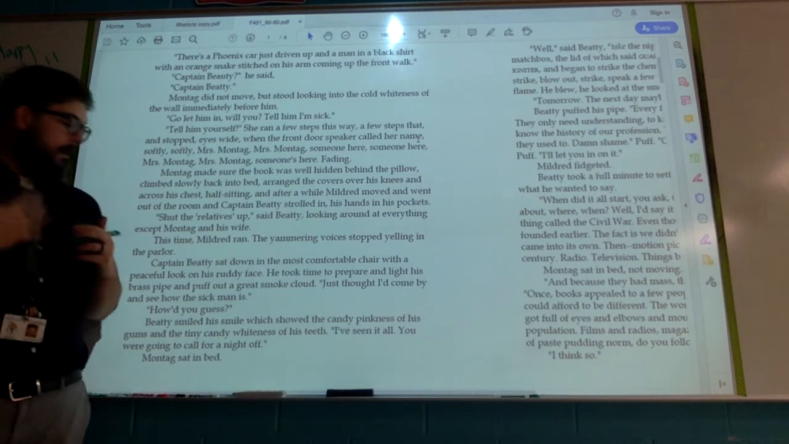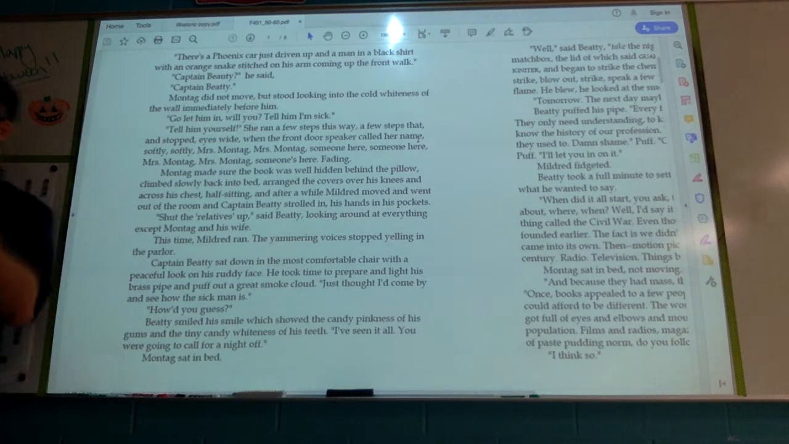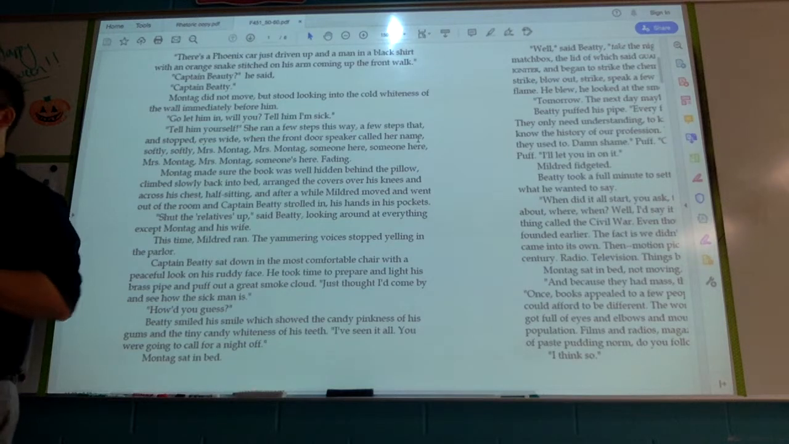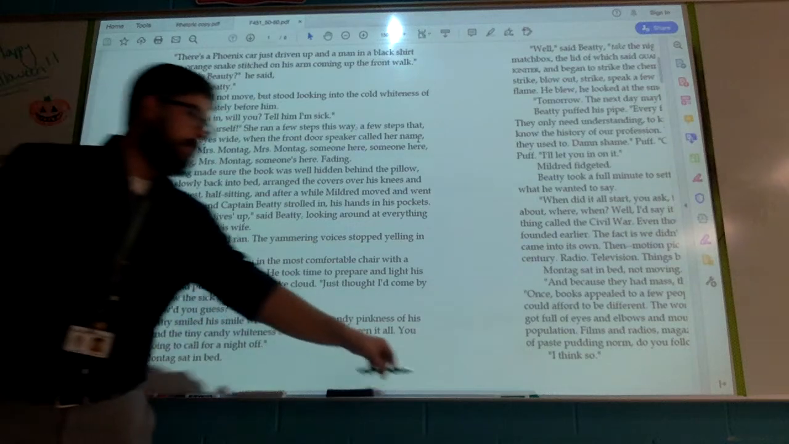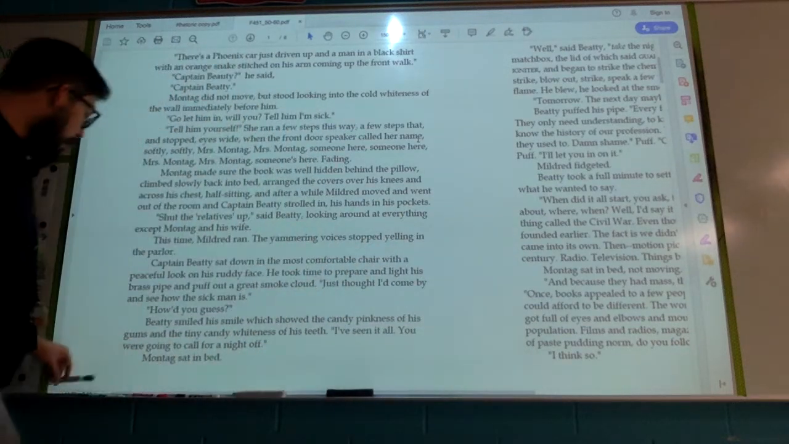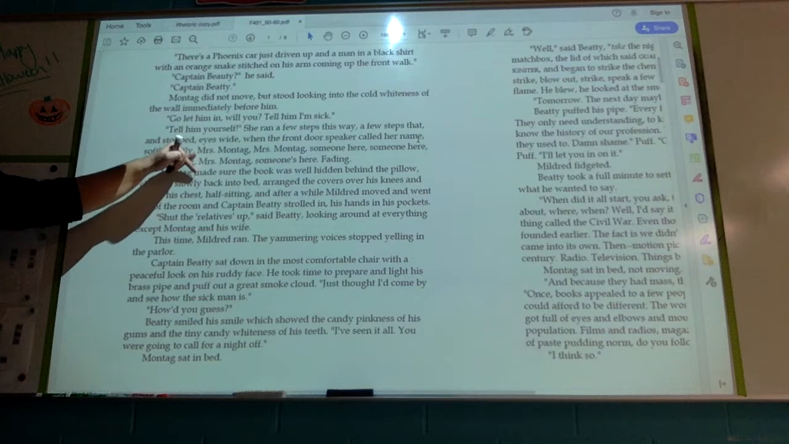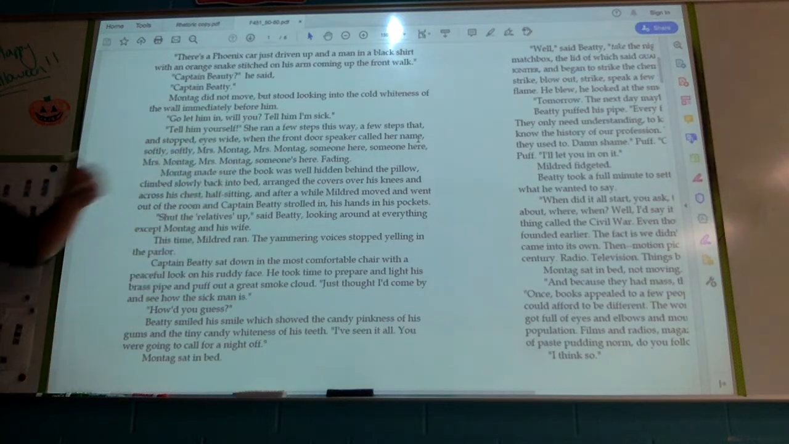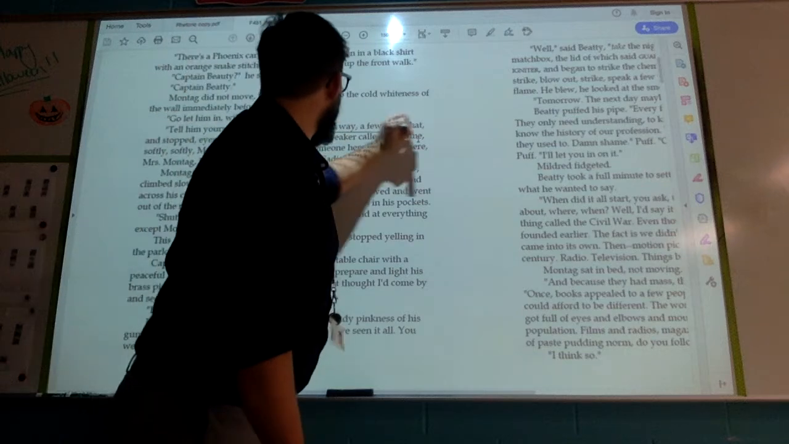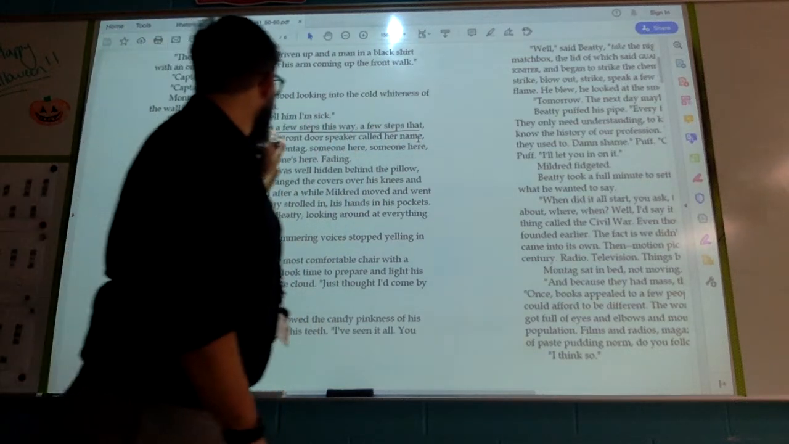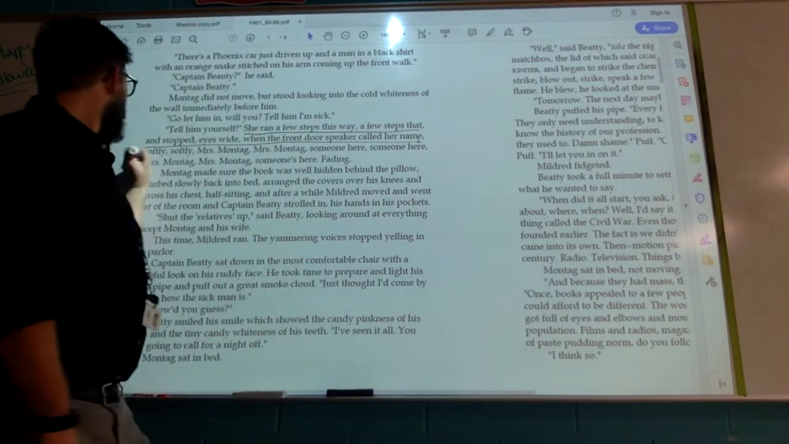Go ahead and stop there. So we're getting a little bit of an introduction to really good writing here. He didn't just say that she was nervous. What did he do instead? Instead of telling us that she's nervous, what did he have her do? Walk back and forth. This showcases really good writing ability right here. She ran a few steps this way, a few steps that, and stopped, her eyes wide, and the front door speaker called her name softly.